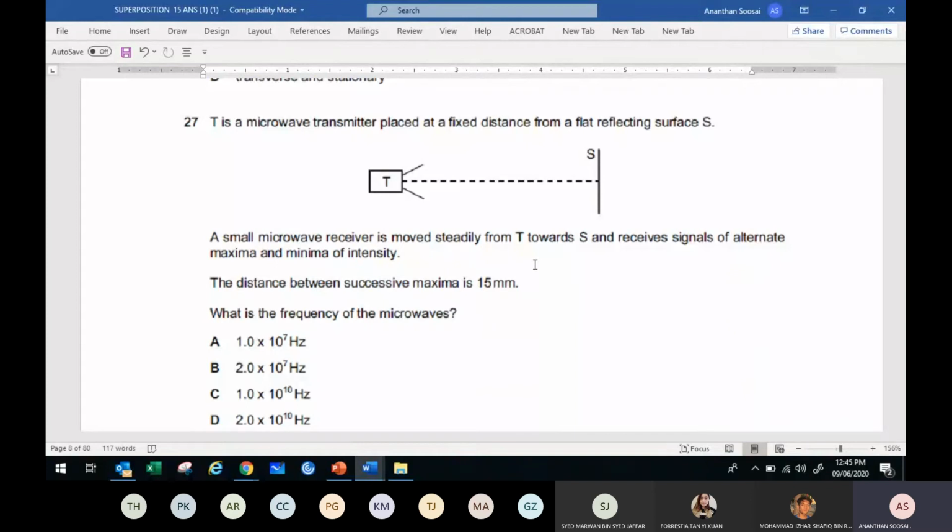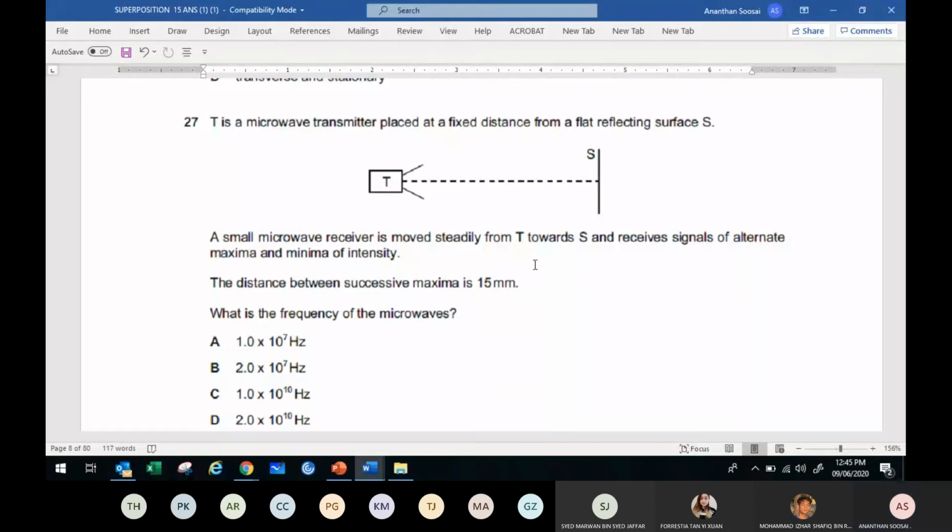Okay, so a small microwave receiver is moved steadily from T to S. It receives a signal of alternate maxima and minima. Maxima means maximum intensity, which means antinode. Minima means node.